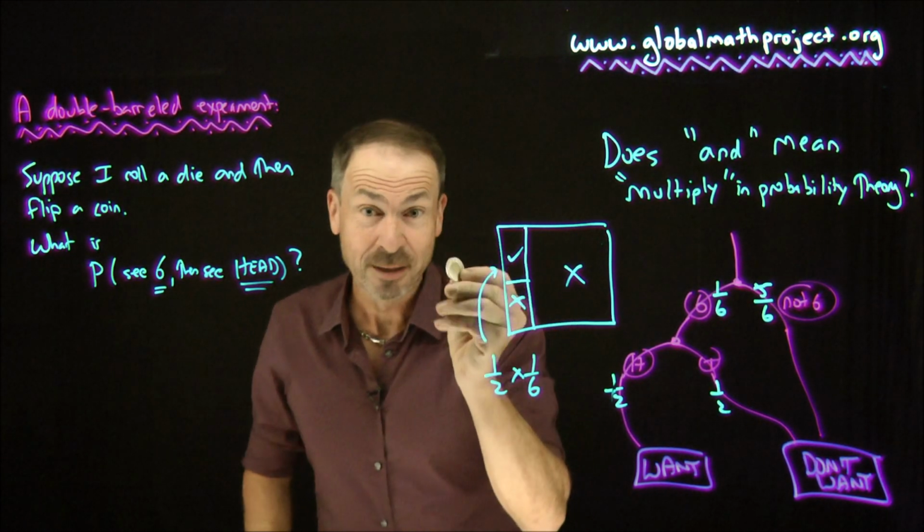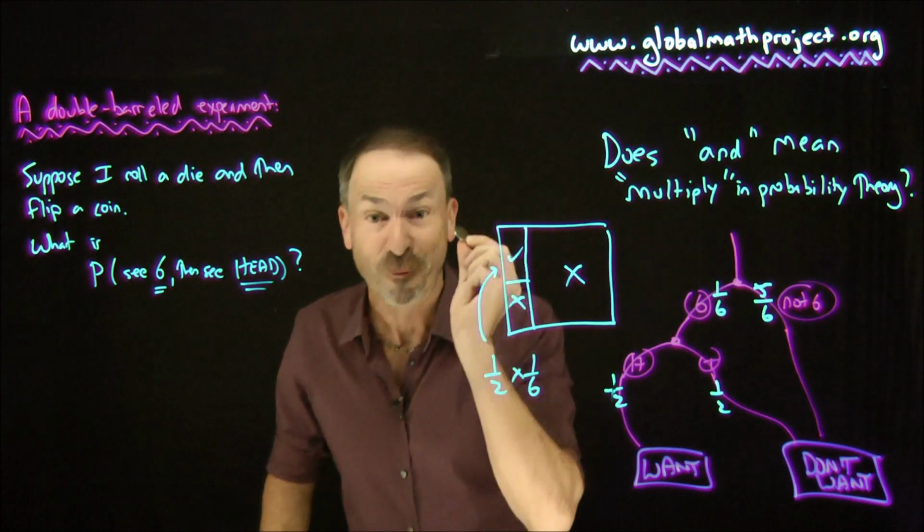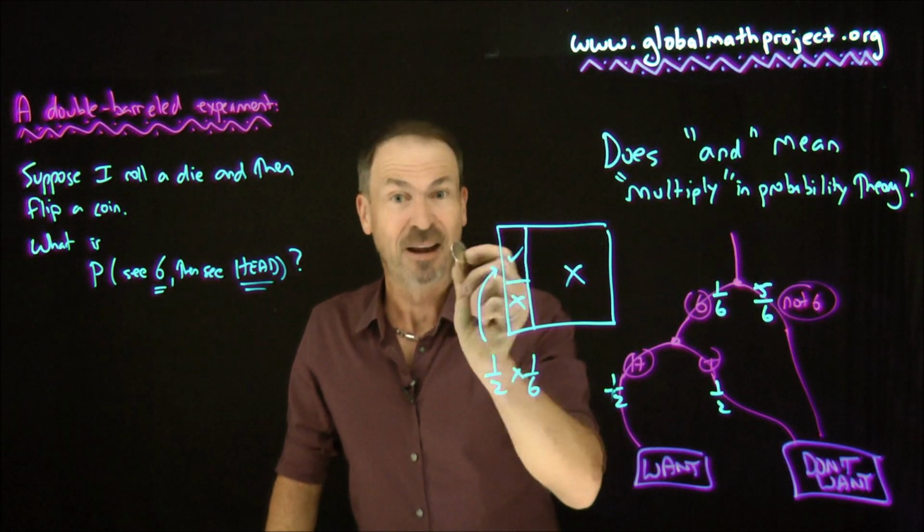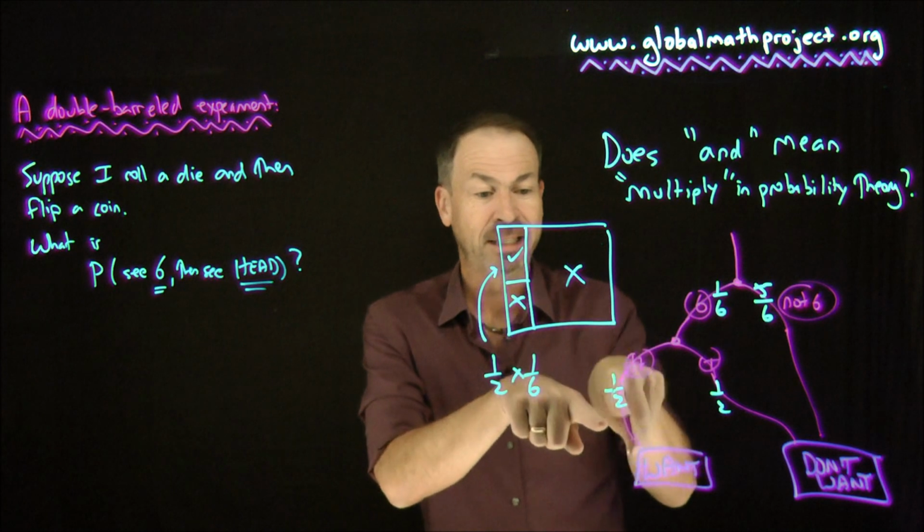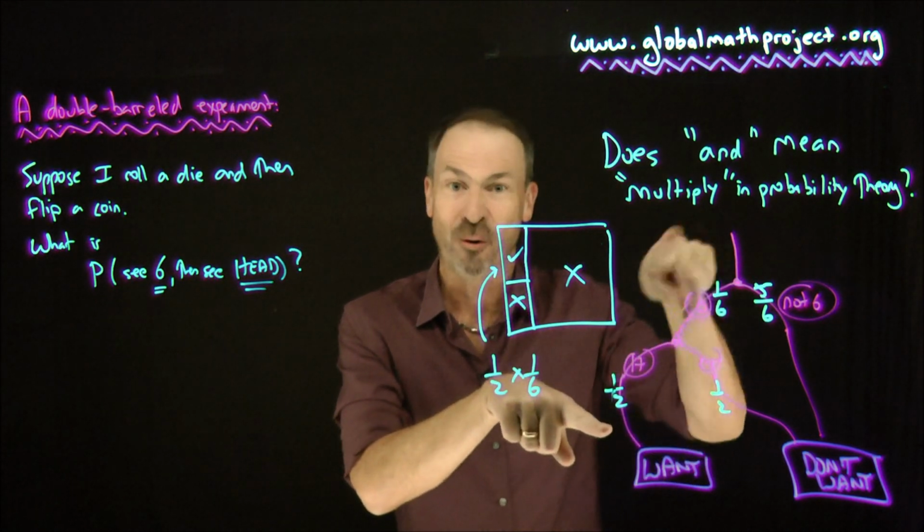If you're wearing purple trousers and you flip the coin, it doesn't care. Still 50% chance of getting a head. This is a very independent object. This answer here will always be a 1/2 no matter what went on beforehand.